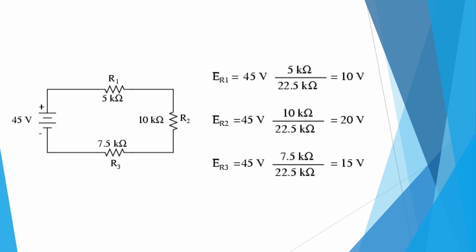Applying the rule to R2 gives 20 volts, and R3 is a drop of 15 volts across it. You may notice that the total sum of the voltage drop equals 45 volts, so Kirchhoff's voltage law is satisfied. It may be useful to remember Kirchhoff's voltage law in these calculations to test if you have the correct answer.